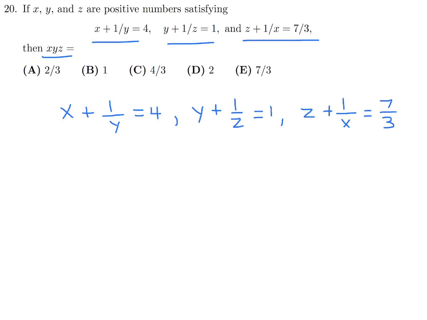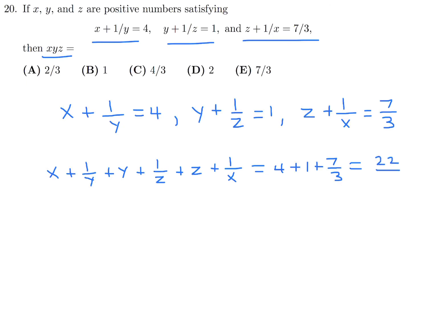Okay, so the first thing, what can I do here? I can add them. We get X plus 1 over Y plus Y plus 1 over Z plus Z plus 1 over X is equal to 4 plus 1 plus 7 over 3, and that looks like 22 over 3. All right, so this was add.